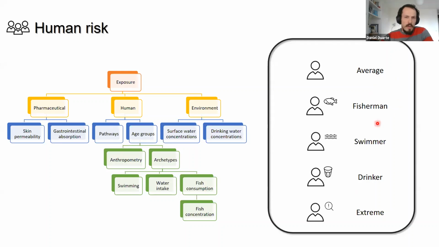Then, for example, you have the fisherman, which would be the exact same as the average, except that the fisherman archetype would be the type of individual that would consume fish way above the average person. And the swimmer would be the same as the average, except that it swims at a way higher frequency and duration than other people, and so on. The extreme archetype simply assumes all the previous archetypes' behaviors.